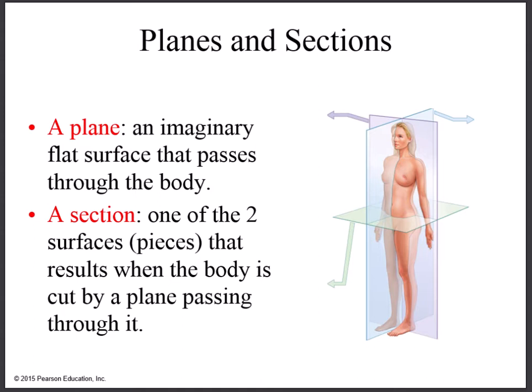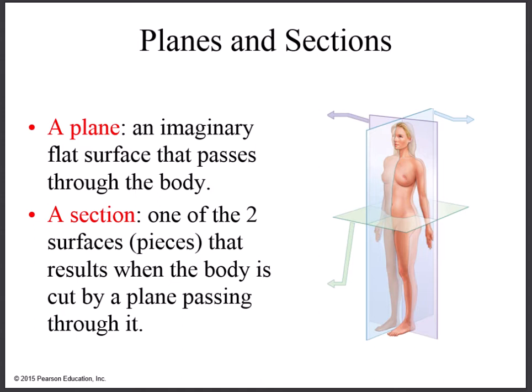So if we take a look at the picture over here, we could see three flat surfaces, or like pieces of glass. The blue one that goes front to back this way is actually cutting this model into a left and right side. That's one plane. This more purple one is cutting the model into a front and back. And then the green plane right here is cutting her into a top and bottom. Right? So this is what we would call a plane.